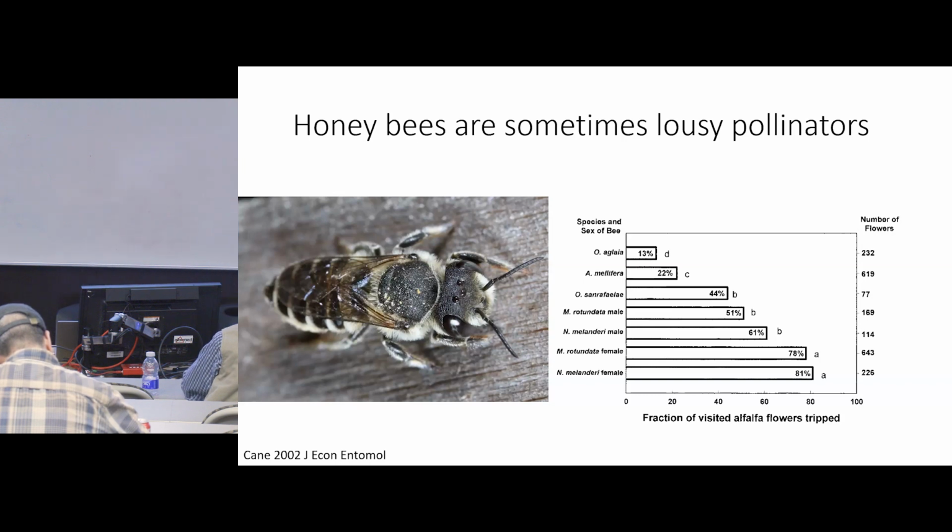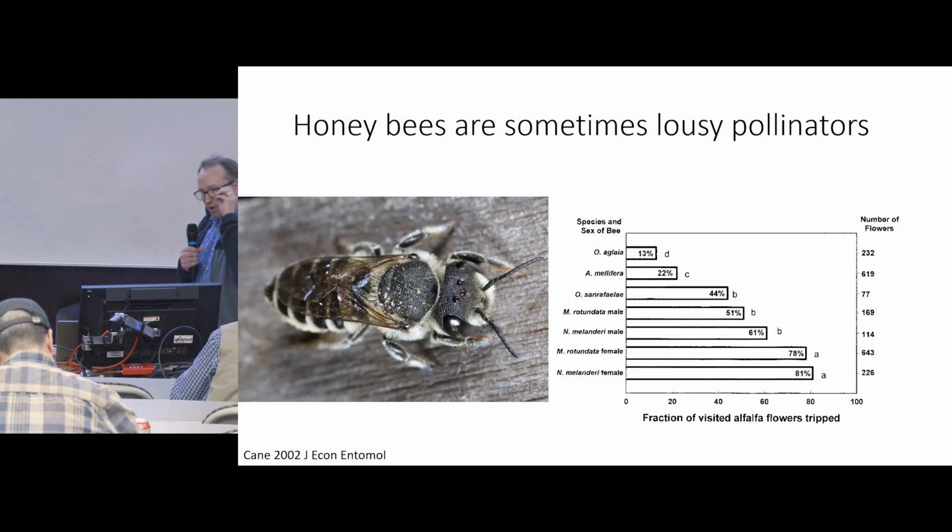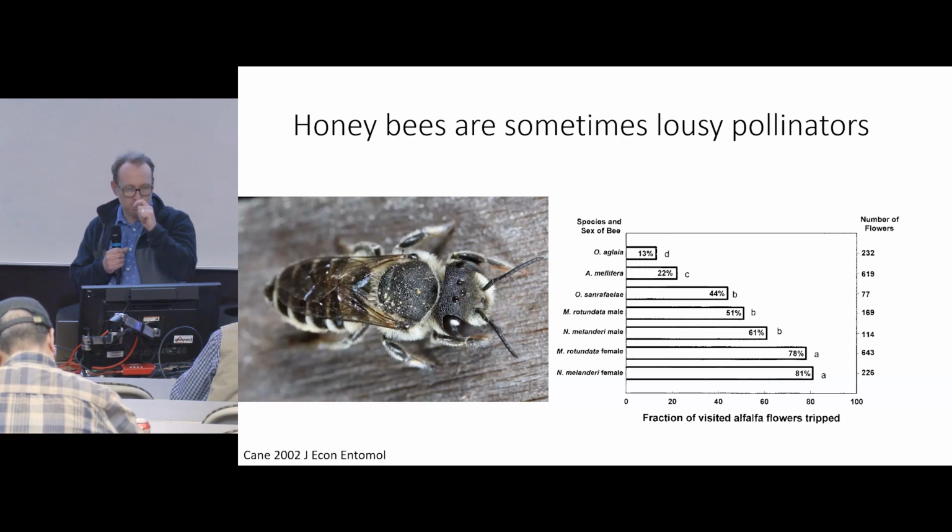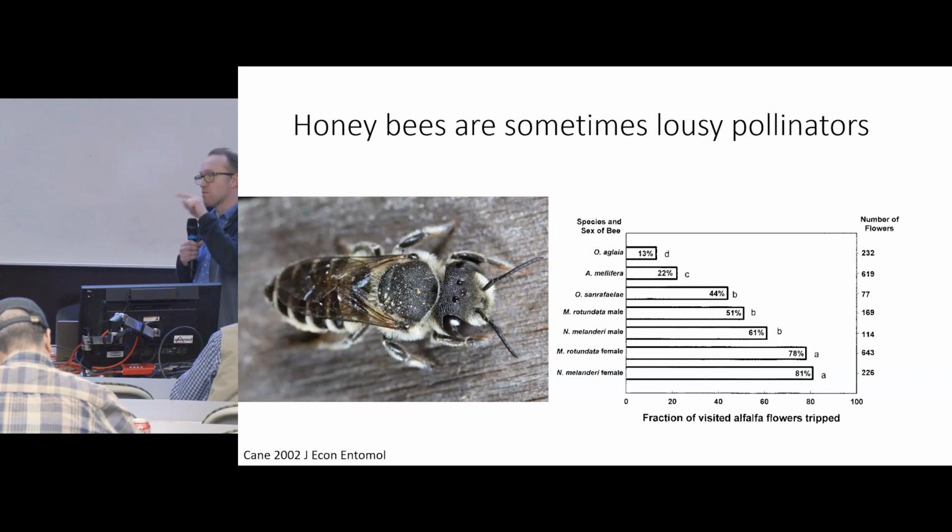Alfalfa has a very specifically shaped flower, and it needs to be tripped in order to make the reproductive parts accessible. When it opens up, it kind of slams the pollen onto the bee, and honeybees don't like that very much. It's kind of like getting punched in the face. So honeybees tend to avoid trying to trip the flower. They try to get the nectar, they sort of rob it, they come at it from the side.